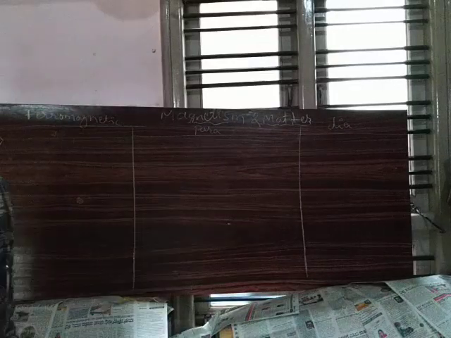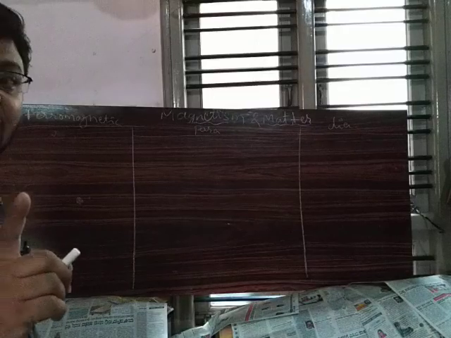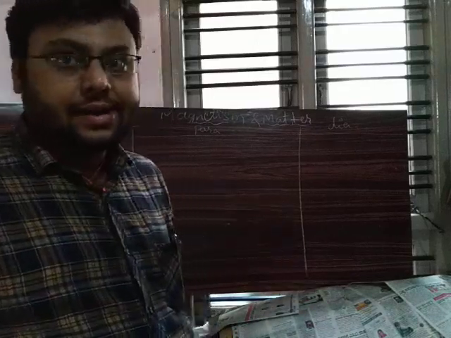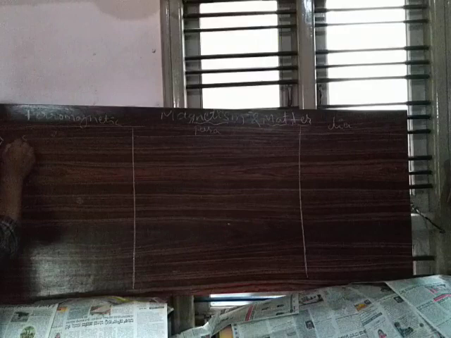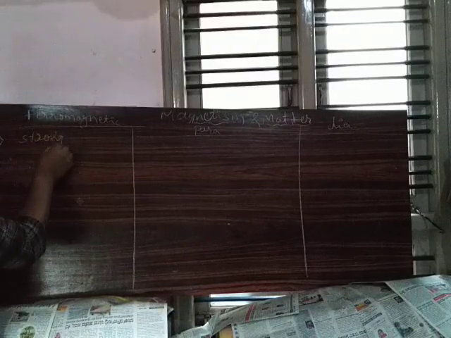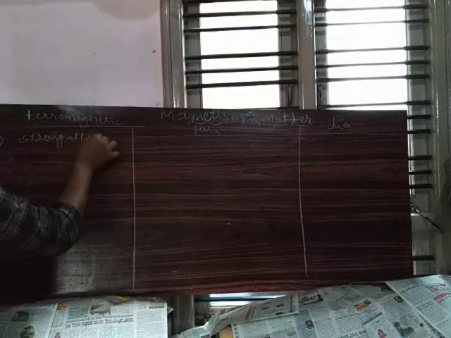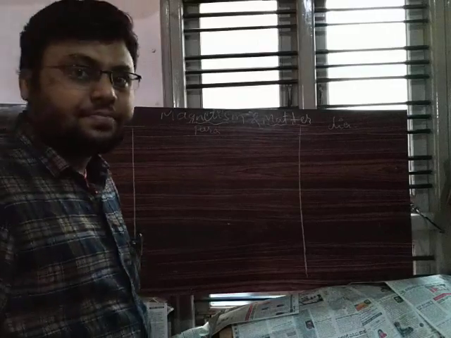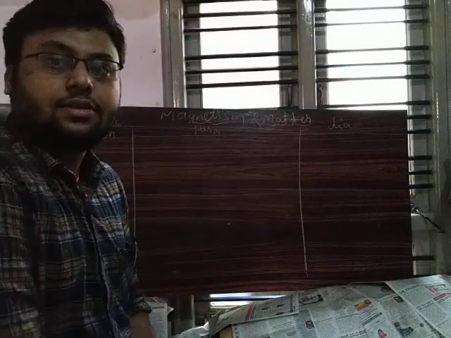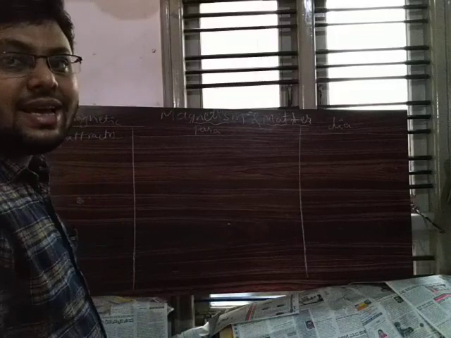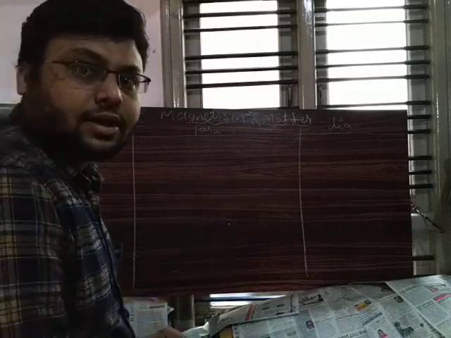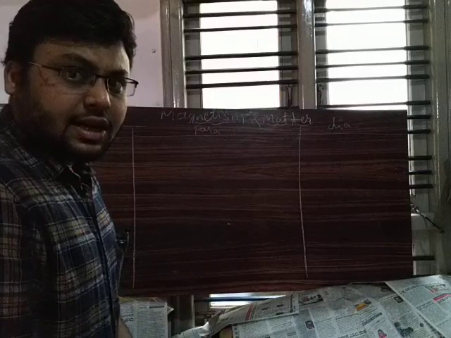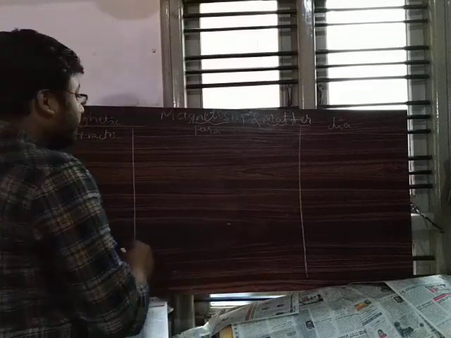The first property, that is, the ferromagnetic materials are strongly attracted by the magnet. Strong attraction. The ferromagnetic materials are strongly attracted by the magnets. What about paramagnetic materials? They are weakly attracted by the magnets. Right?